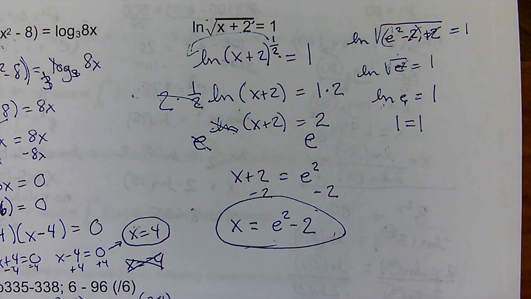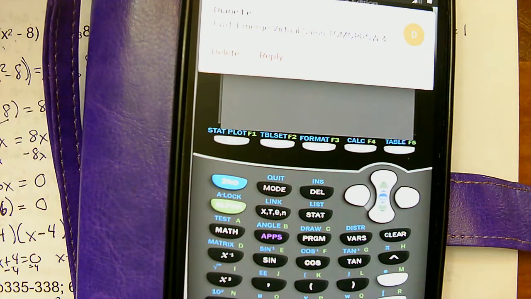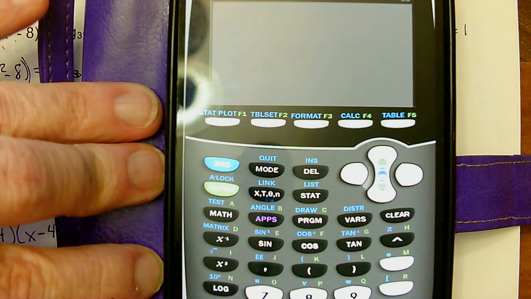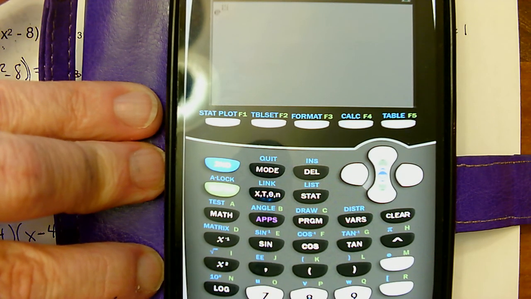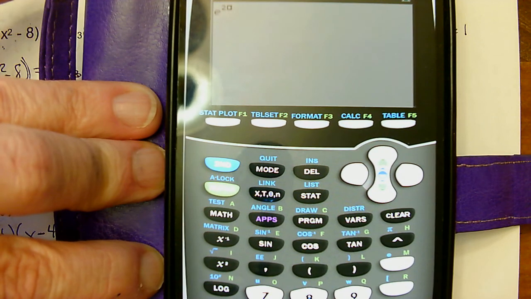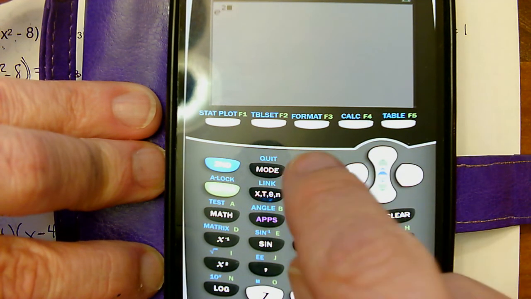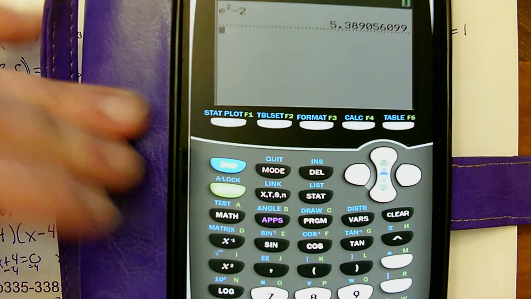Now once again, if you wanted the decimal answer for that, you would simply put it into the calculator. So e squared minus 2. Whoops, didn't get out of the exponent, sorry about that. Out of the exponent, minus 2. And that is 5.389 to 3 decimal places.